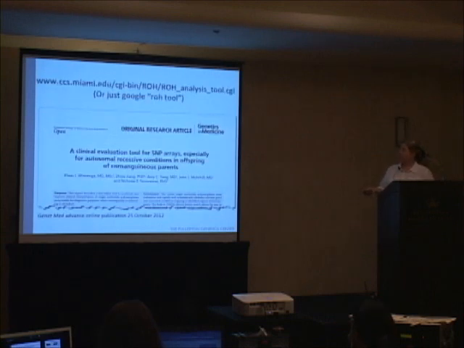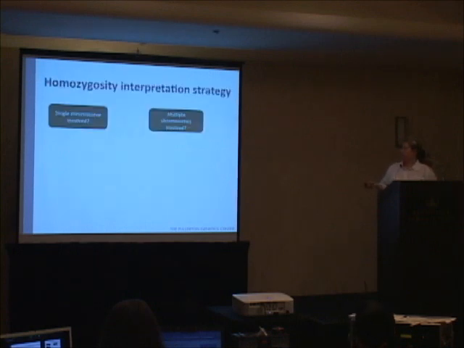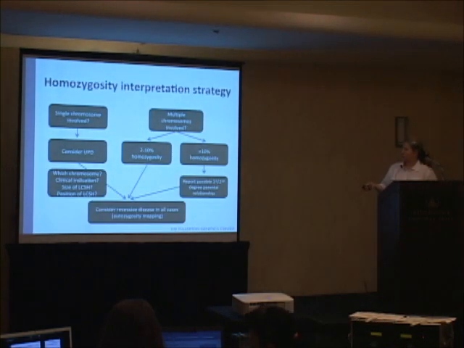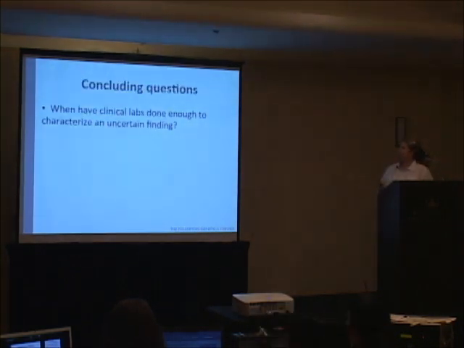I just want to let you know that there's a tool, and this is a tremendously long URL, but if you just Google ROH tool, it's a really nice tool out of the University of Miami to help you with autozygosity mapping. I'm not going to go through the features of it, but just to let you know it exists. I'm going to skip this for time because I'd like to get to questions. This is just our strategy for homozygosity reporting.